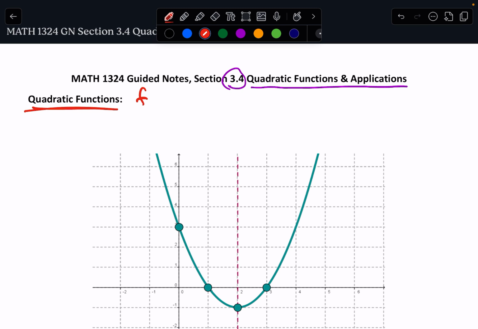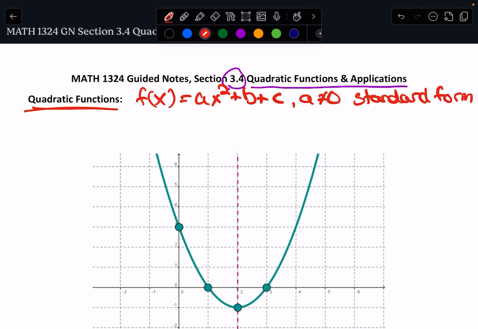One of them is f of x equals ax squared plus bx plus c. And this is the standard form. Now, in this standard form, a cannot equal 0 because if a equals 0, oops, I'm missing bx plus c. So if a equals 0, then this would be a linear function because it would only have the bx plus c. But when we have a that is not a 0, it's a quadratic function.